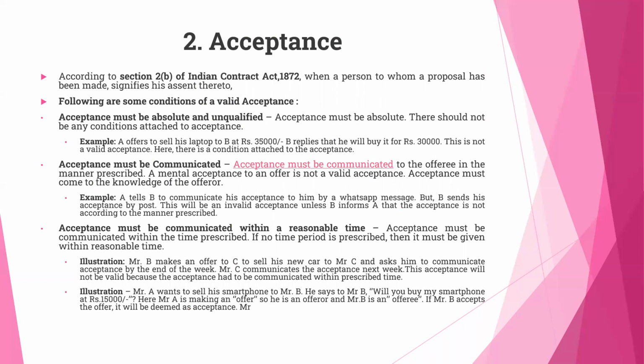Following are some conditions of a valid acceptance. First one is acceptance must be absolute and unqualified. Acceptance must be absolute. There should not be any conditions attached to acceptance. For example, A offers to sell his laptop to B at rupees 35,000. B replies that he will buy it for rupees 30,000. This is not a valid acceptance. Here, there is a condition attached to the acceptance.